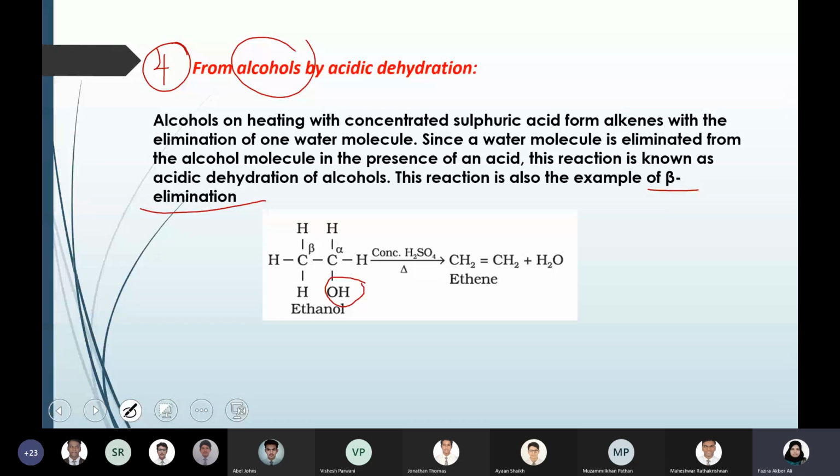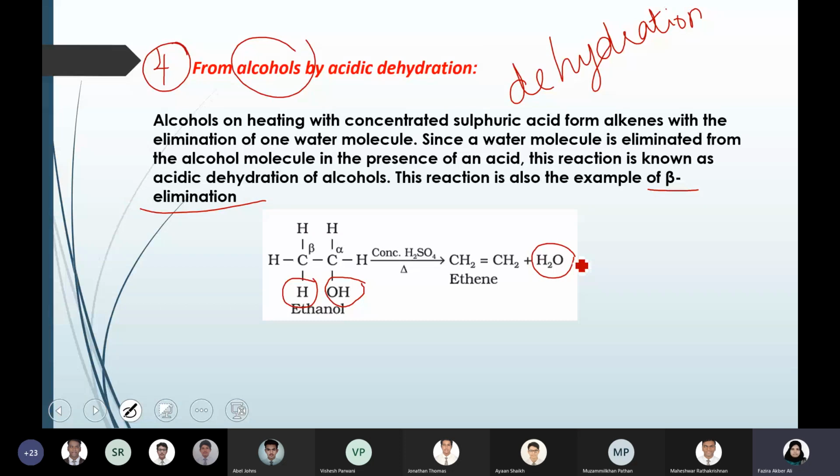Here it is dehydration, because you are removing one molecule of water, the OH group and H in the beta position. Dehydrohalogenation means removing a halogen and a hydrogen from the beta position. Here dehydration is: you're taking a starting compound, an alcohol, and the OH group and the hydrogen in the beta position are removed as H2O. So you can see H2O is removed from the compound.